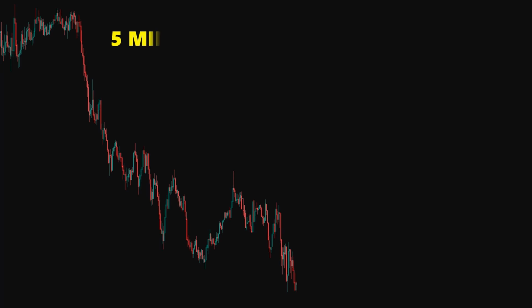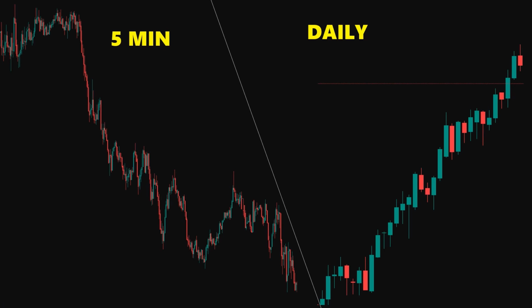For example, there are times when the 5-minute chart looks strongly bearish, and selling seems like the obvious move. But when you zoom out to the daily time frame, you might see that price is sitting at a major level where a reversal is very possible. If you ignore that bigger picture, you could end up selling right before the market turns.